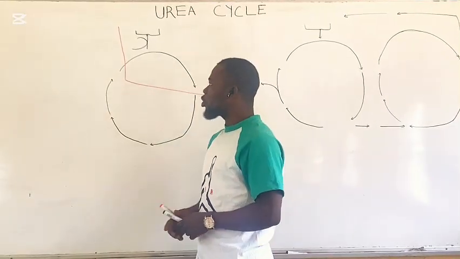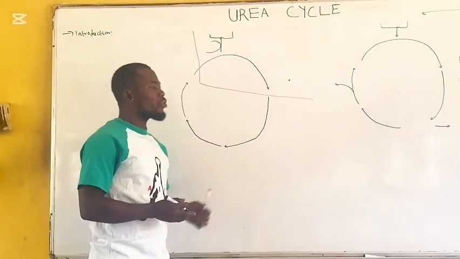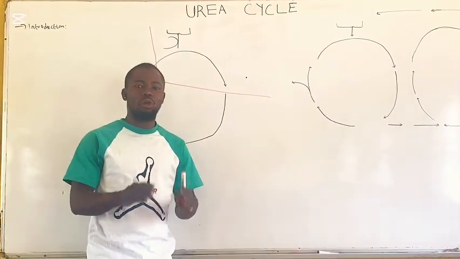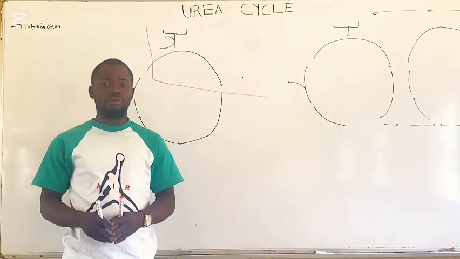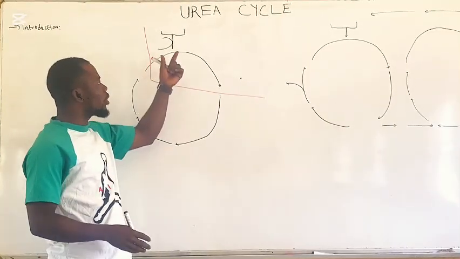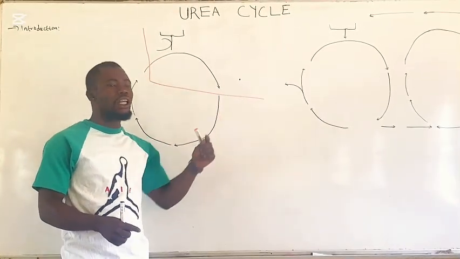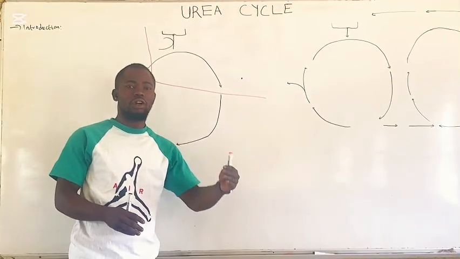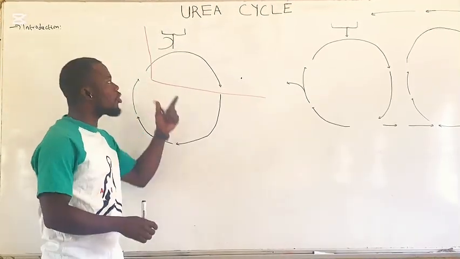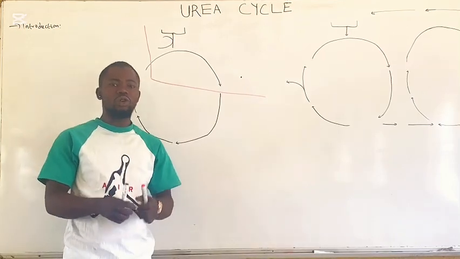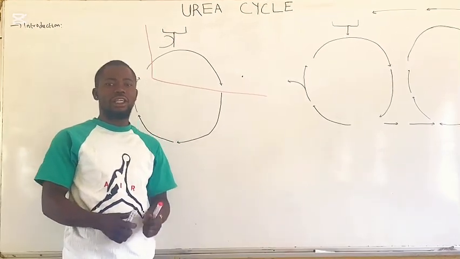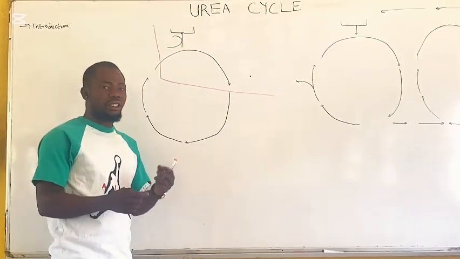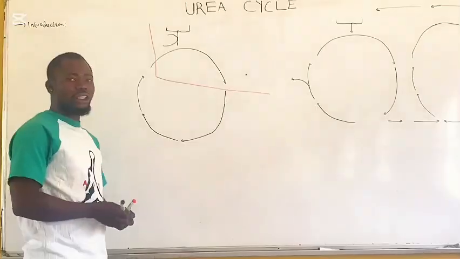So, introduction. The urea cycle is simply referred to as a process that converts ammonia into urea. The starting point of the urea cycle is ammonia and the end point is urea. So a process of converting toxic ammonia into urea is called the urea cycle. It is also called the Krebs-Henseleit cycle or ornithine cycle. So that is the introduction to the urea cycle.